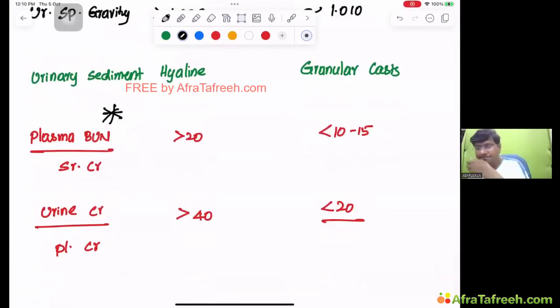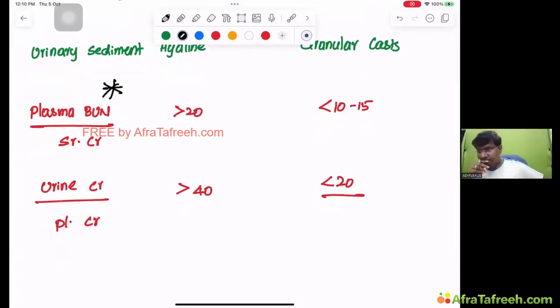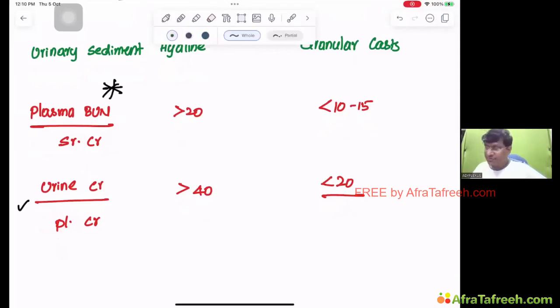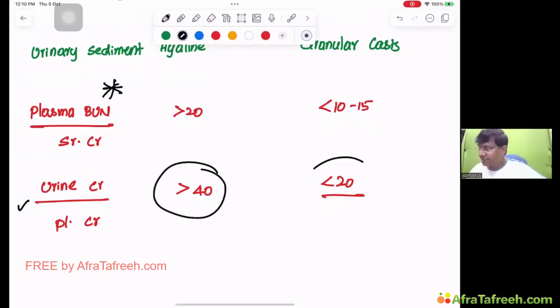So after having discussed the differences between pre-renal and intrinsic renal, now let me talk about this ratio. You take the urine creatinine to that of the plasma creatinine value. If you observe the values, in pre-renal we are considering the values being more than 40, and in intrinsic renal, it is less than 20.